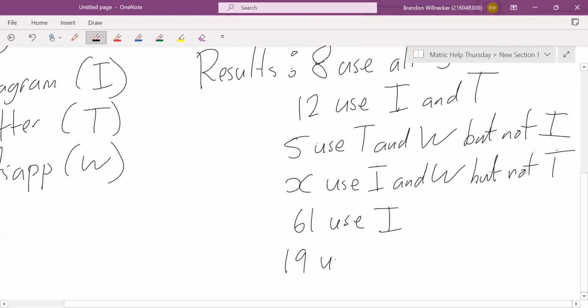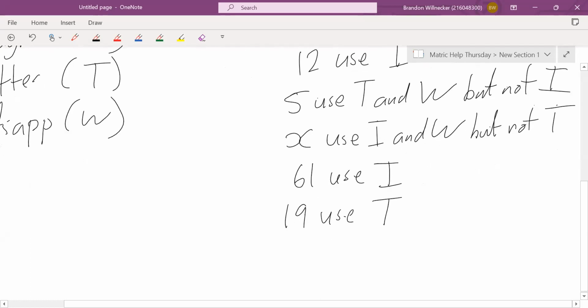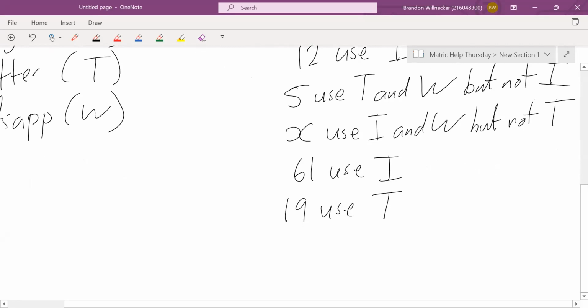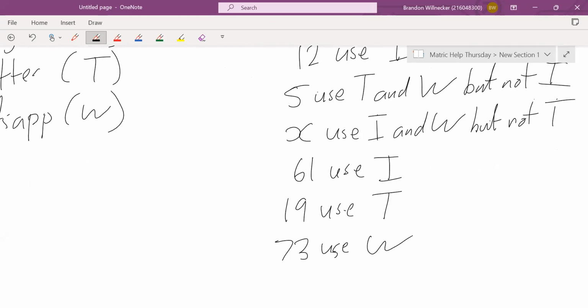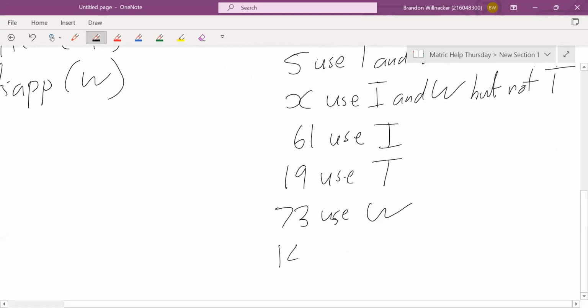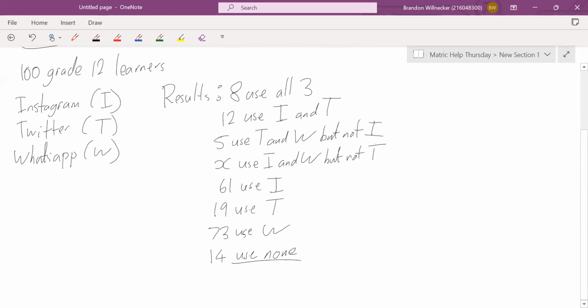Okay, 19 use Twitter. And 73 use WhatsApp. Again, the 73 is not WhatsApp only, it's WhatsApp and it can include other things as well. And 14 use none. So that means they're outside of our Venn diagram. Okay, so these are the results.